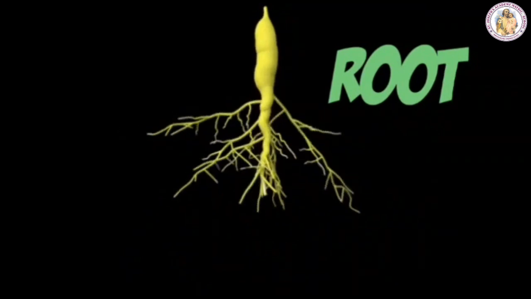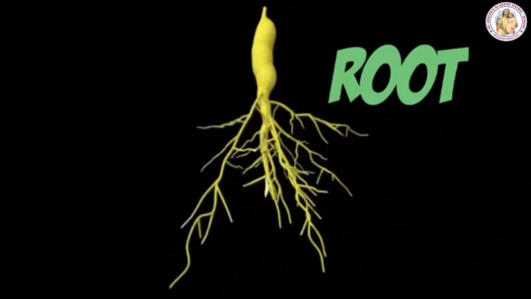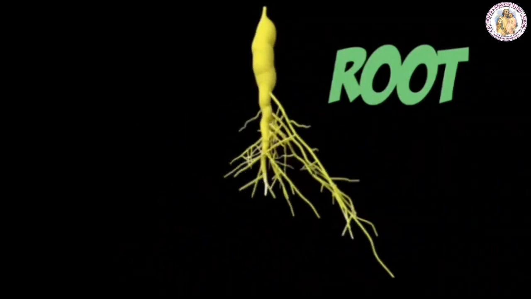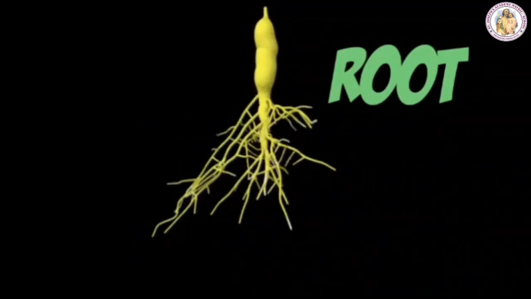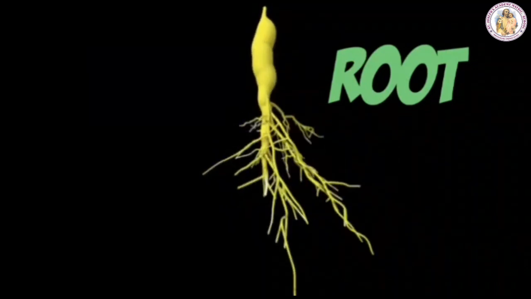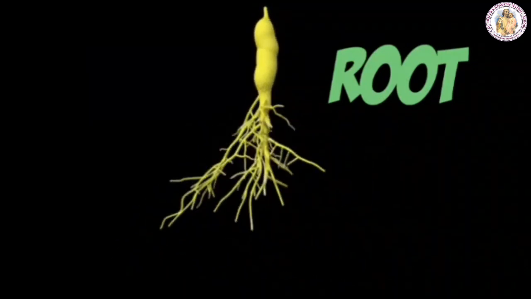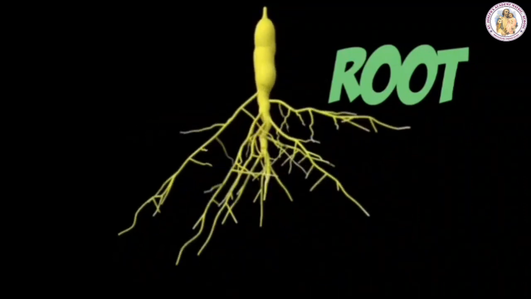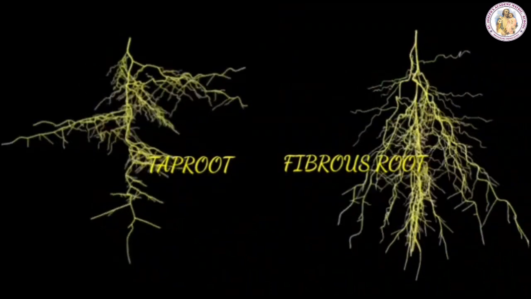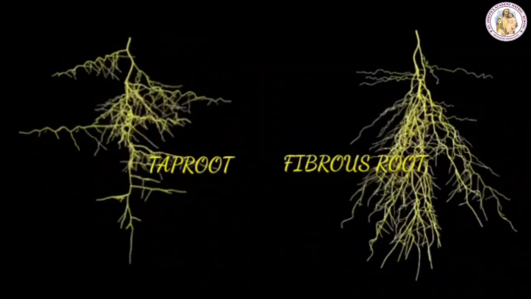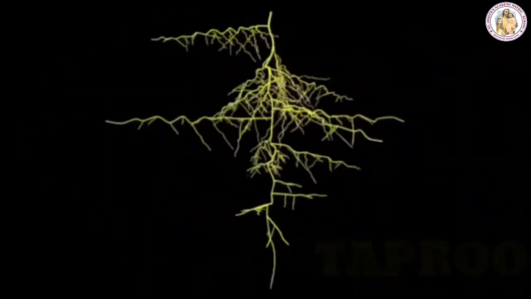Root. The root is a part of the plant that usually grows under the soil. Roots can be of different shapes and sizes. It grows away from sunlight into the soil. They are of two main types, taproot and fibrous root.